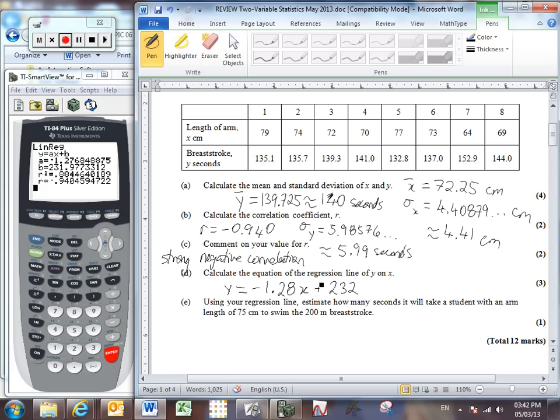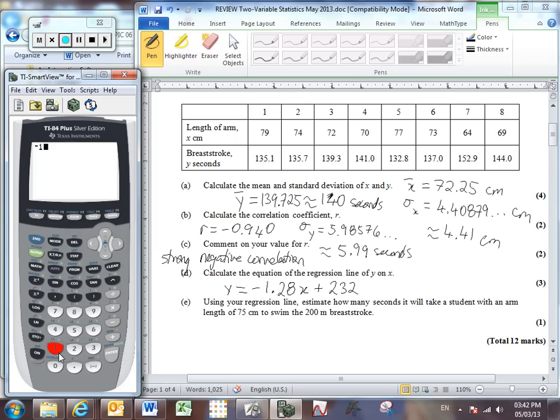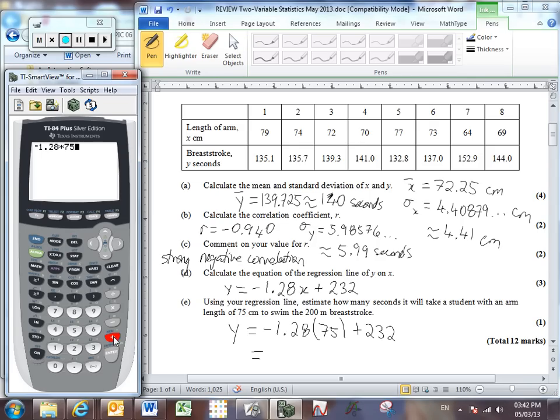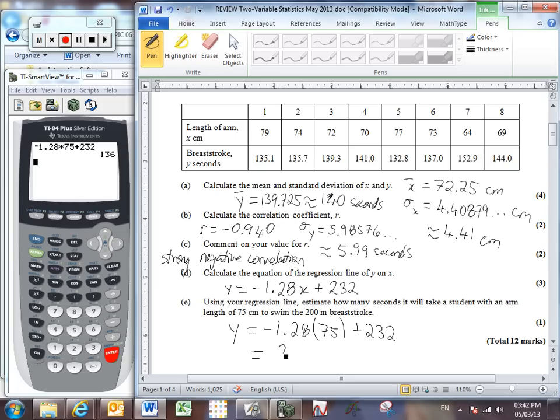And so our y value is going to equal negative 1.28 times my 75. I should have probably written that down here. So the y value, the swimming time that I'm looking for, is negative 1.28 times 75 plus 232. And that gives me 136. And that many seconds will be their time in the breaststroke.